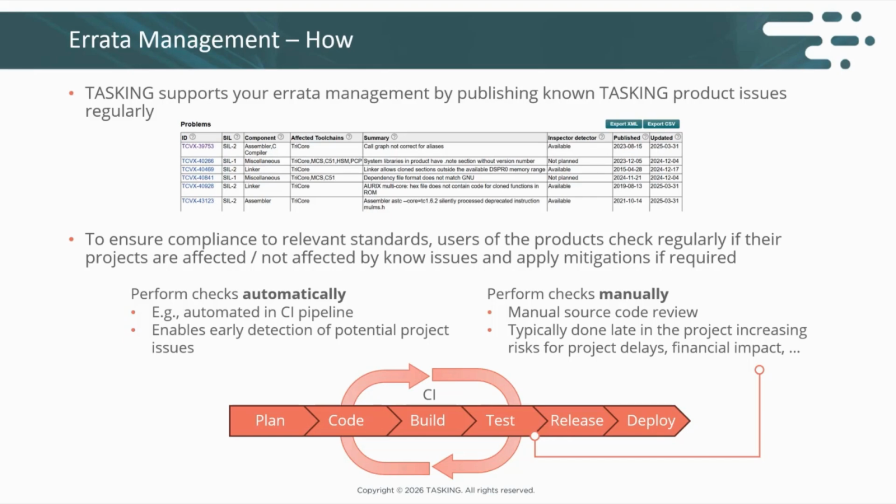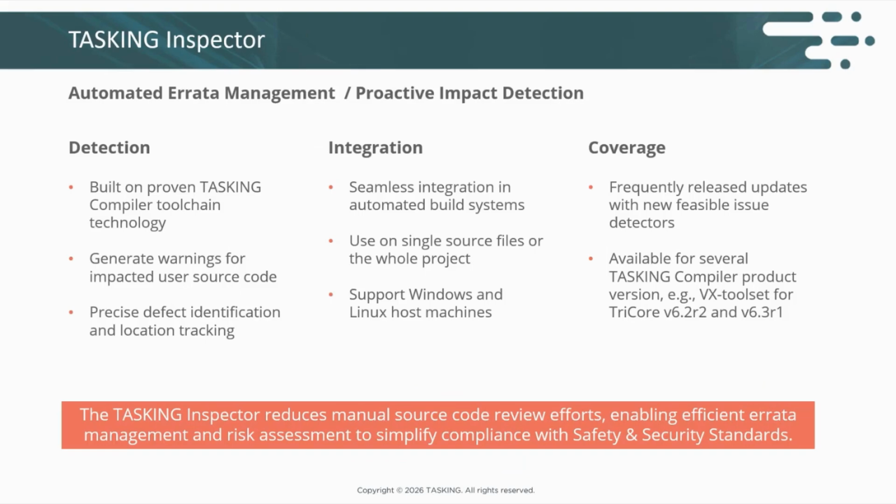And one more benefit I want to mention here, it enables you to add such a check in your CI pipeline and to apply required mitigations like modifying the source code, updating the toolchain options, or updating to a new toolchain version or patch as early as possible in the project. Let's have a look how the Tasking Inspector can support you in the errata management.